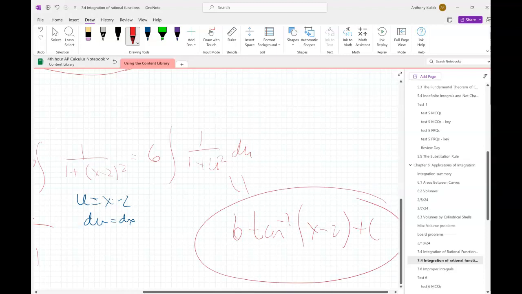Those are the 3 different techniques you'd use to integrate rational functions. Those are in the multiple choice.